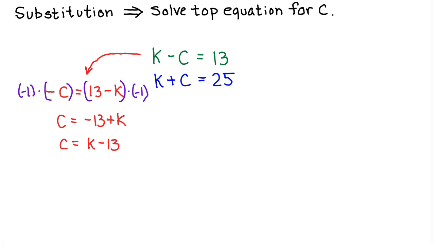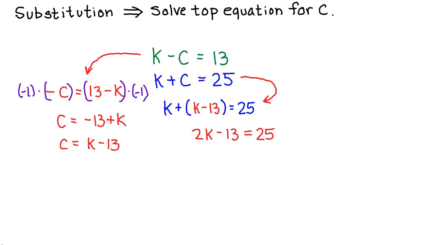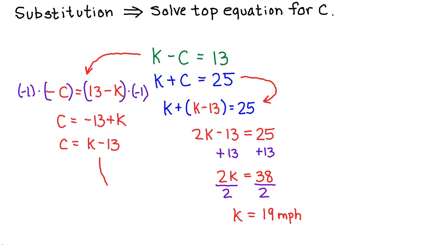Now with this being solved for c, you will go to the second equation and replace the c with k minus 13. And now when you simplify the left-hand side, you would have 2k minus 13 equals 25. You would then add 13 to both sides of the equation, and then divide both sides by 2 to get that k equals 19 miles per hour. And then coming back to the equation that you got when you solved for c, and substituting 19 in for k, c would equal 19 minus 13, which means c would be 6 miles per hour.